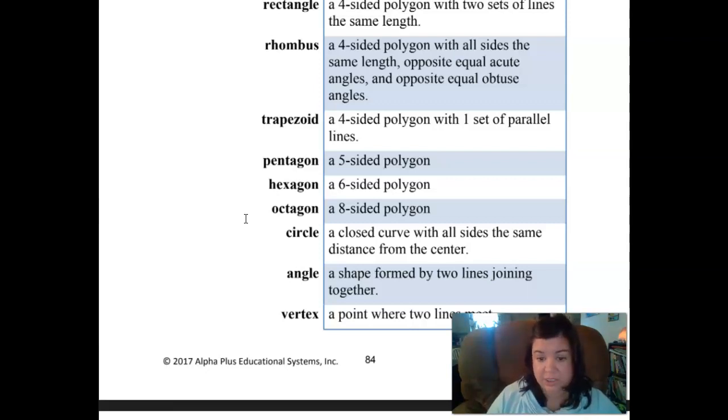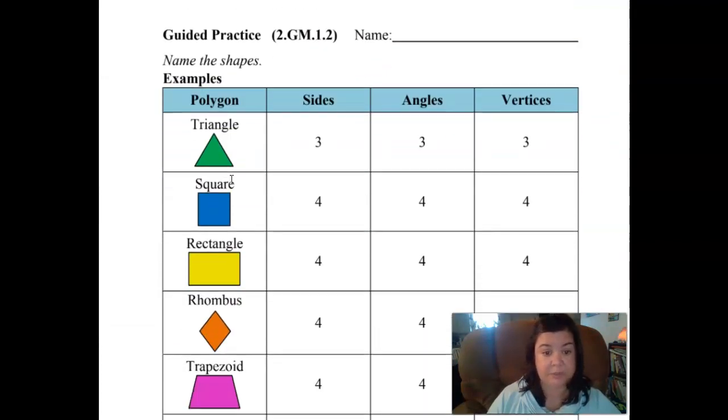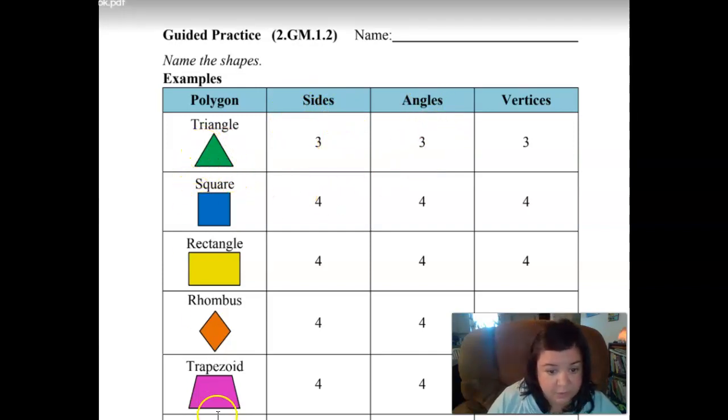And then an angle is a shape formed by two lines joining together. And then a vertex. I want you to repeat after me. Say vertex. It's a point where two lines meet. We're going to talk about that in a second. So here's our triangle. It has 1, 2, 3 sides. See? Angles. Let me see if I can draw that for you. So there is an angle here, an angle here, and an angle here. So it's three angles and then three vertices.